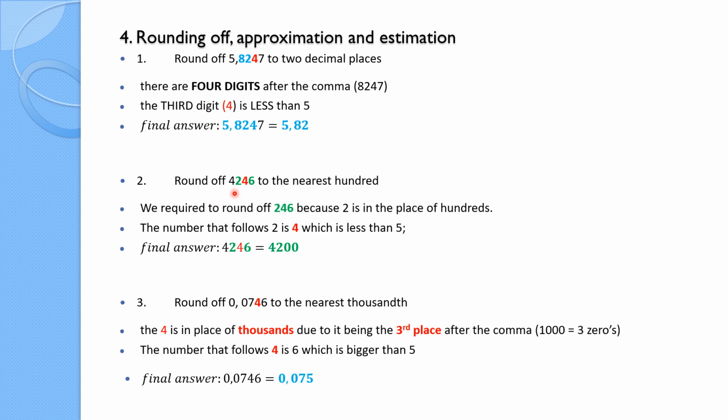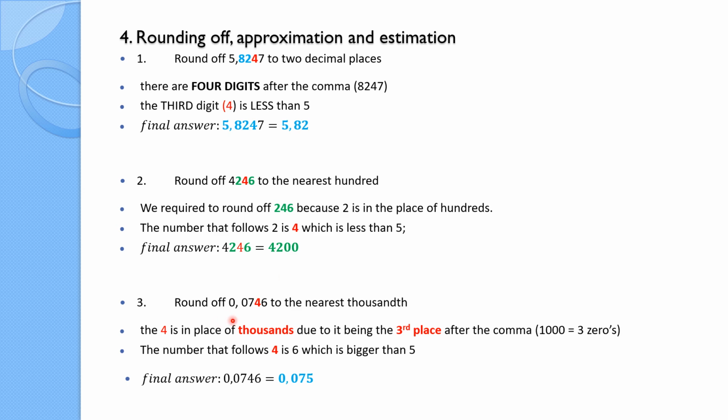Right? Can say round off 4246 to the nearest 100. So we expect you to know that 246 there represents my hundreds, because 2 is in the place of hundreds. The value after 2 is 4, which is less than 5. Therefore, if I round to the nearest 100, I can't go to 300, but I go down to 200. So 4246 would then give me 4,200.